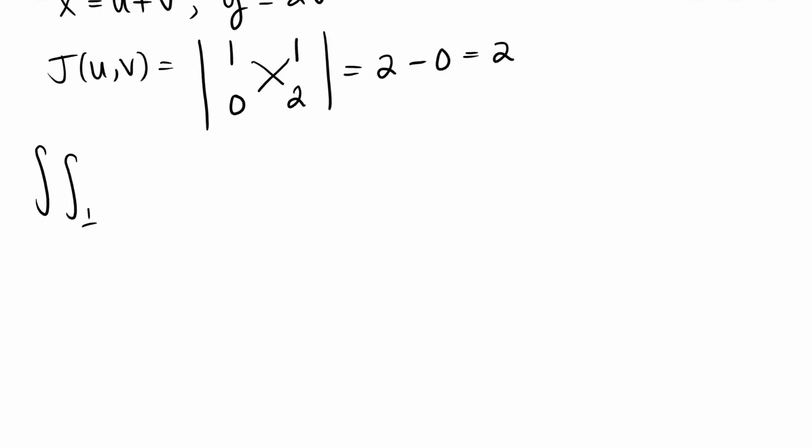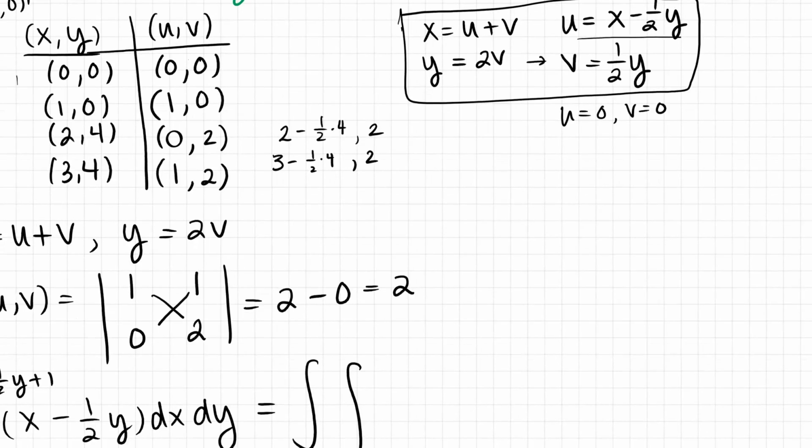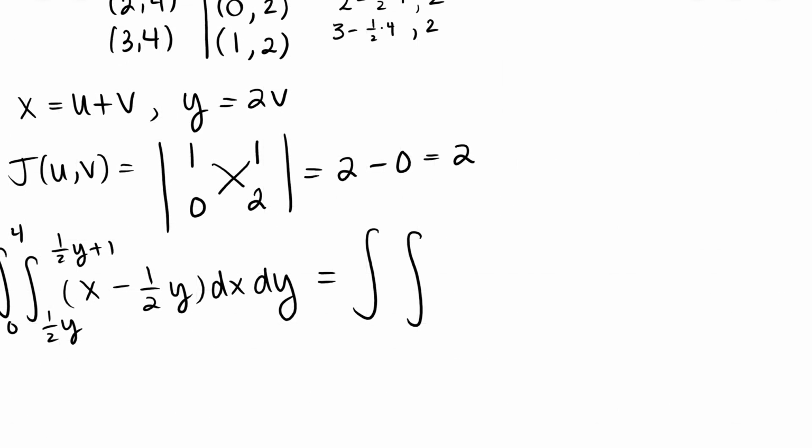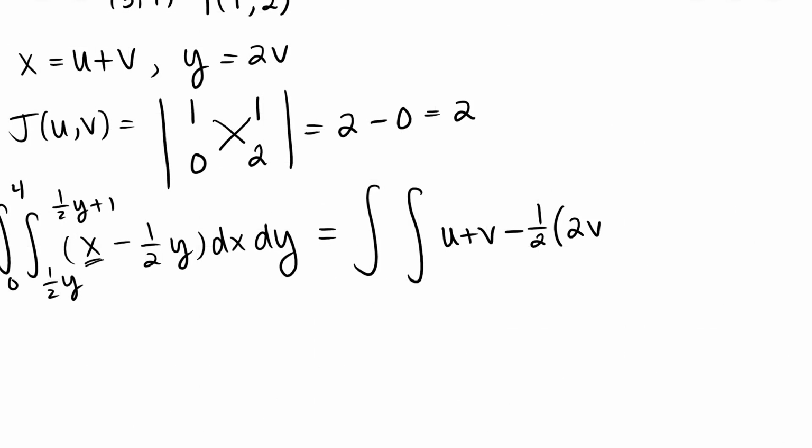All right, here we go. My original integral was this one, 0 to 4 of x minus 1/2 y dx dy. What is this going to transform to? We know x is u plus v, so this x is going to become u plus v minus 1/2 of y, and y was 2v. So that's my integrand. And then my Jacobian is 2, absolute value of 2, which is just 2.